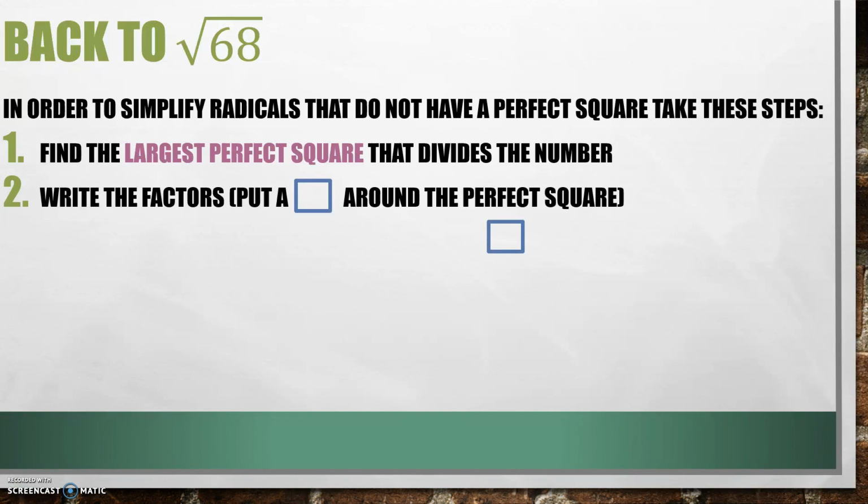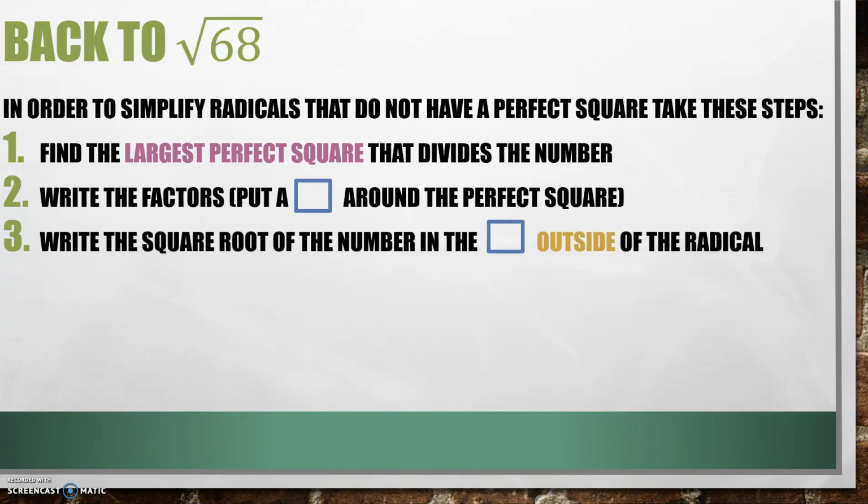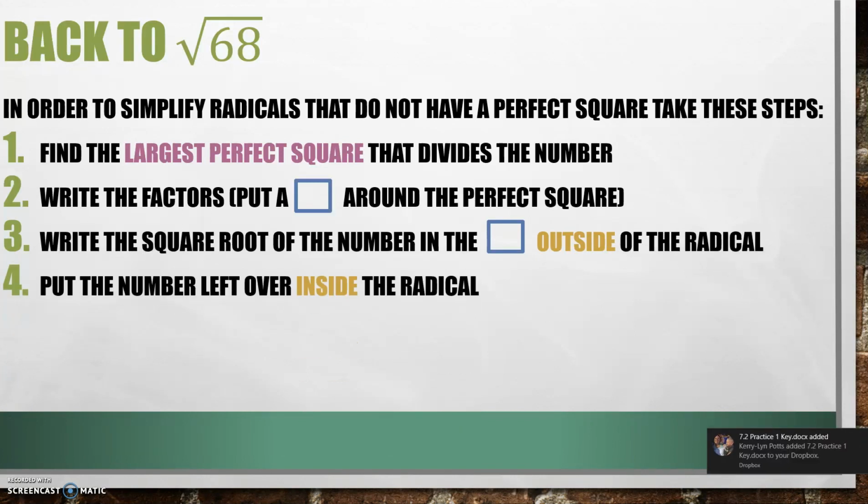When you do that, you're going to find that largest perfect square and write the factors. Put a square around the perfect square. It's kind of like a visual for you to use. Then you're going to write the square root of that number on the outside of the radical, and you're going to put the number left over inside the radical. And I'll show you how that works in just a moment.